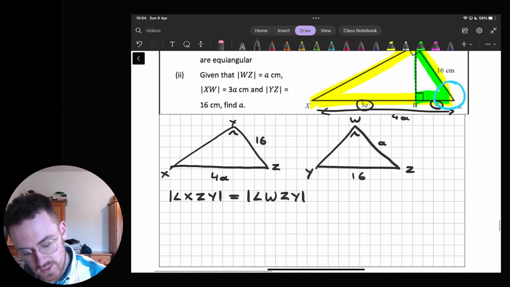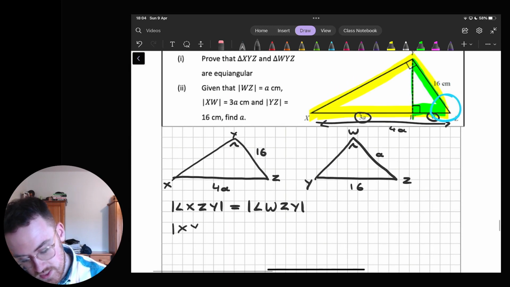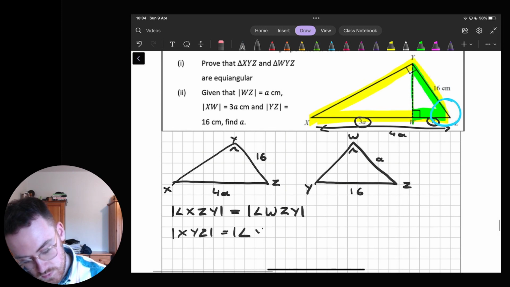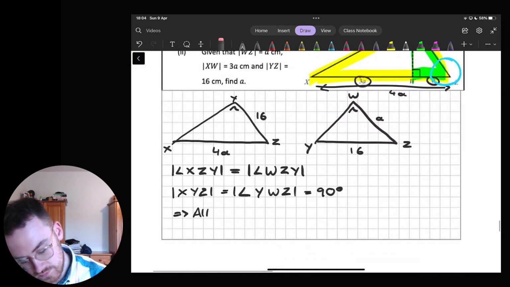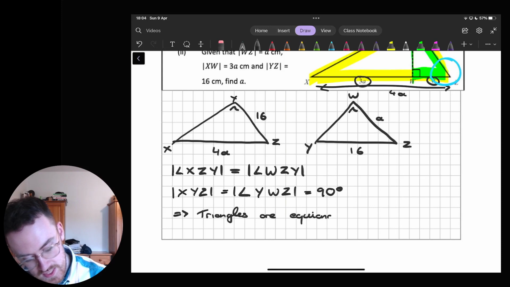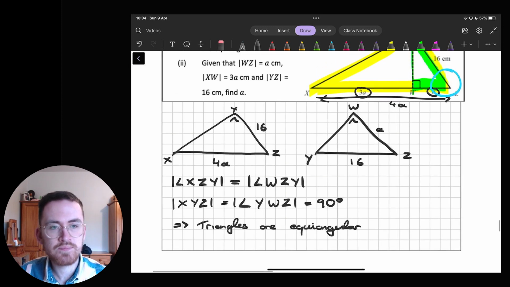So then we can also say that they both have a right angle. So that's XYZ is equal to YWZ, which is equal to 90 degrees. And that proves then that the triangles are equiangular, because if two of the angles are the same, then the last one also has to be the same because they have to add up to 180 degrees.